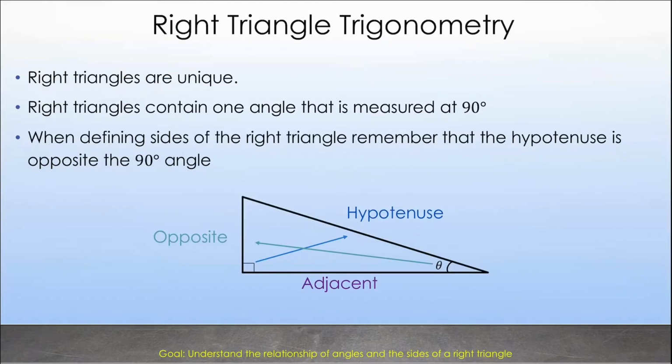Okay, let's talk about some right triangle trigonometry. So right triangles are unique. They have some cool ratios that happen. Right triangles contain one angle that is measured at 90 degrees. Oftentimes you'll see this symbol that signifies a right angle. When defining sides of the triangle, remember that the hypotenuse is always opposite the 90-degree angle.